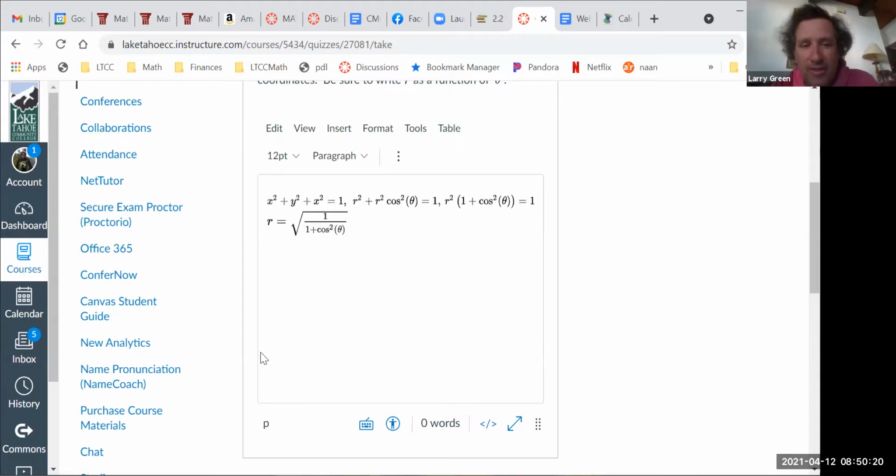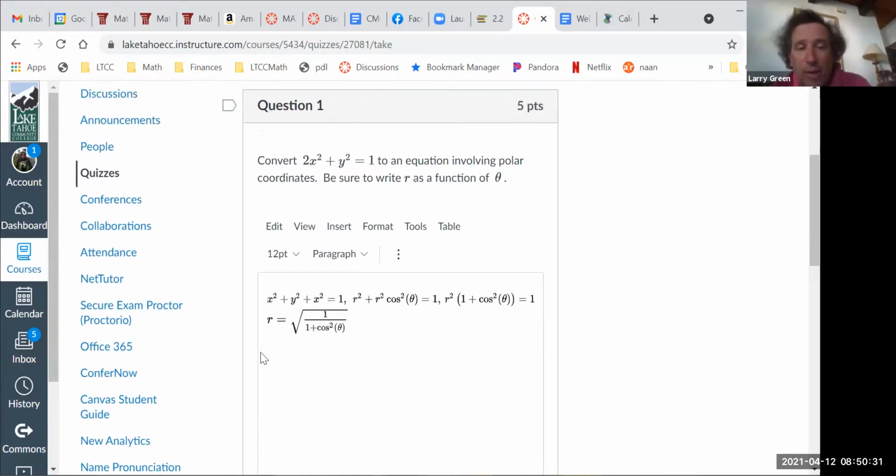Always look to see what's easy and see if you can write it in the way that's easy and then do the problem. That's always a good math technique. Any questions at all on question number 1? Any questions on this?